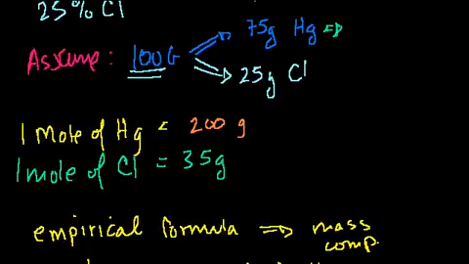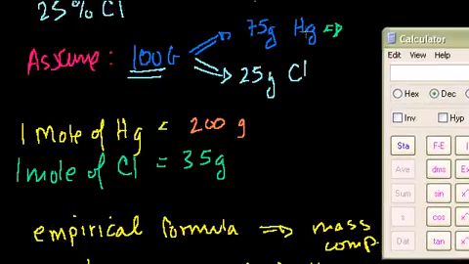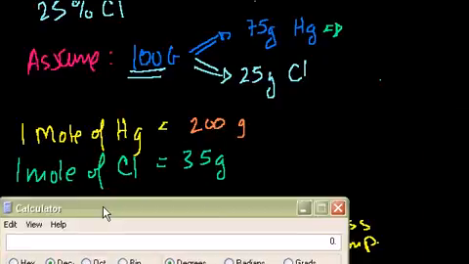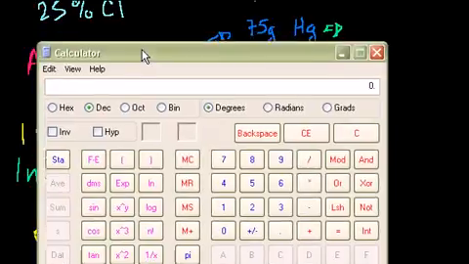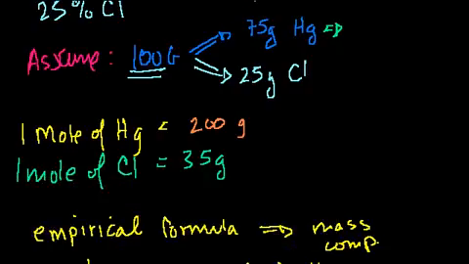So, how many moles of mercury do I have? Let me get my calculator going. I have 75 grams of mercury. 1 mole of mercury would have a mass of 200 grams. So I could just take 75 divided by 200. It tells me how many moles I have. 75 divided by 200 is equal to, I should have been able to do that, 0.375 moles.